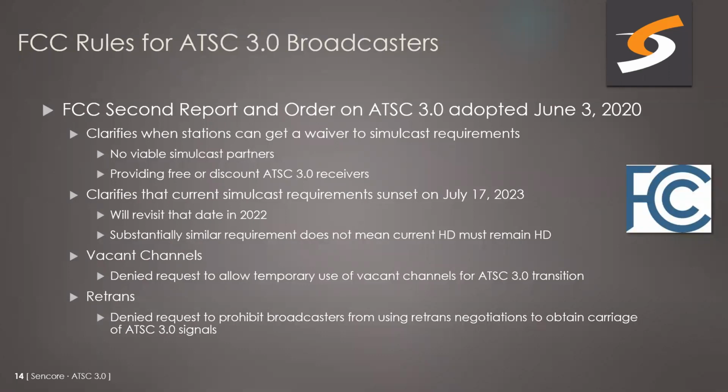So definitely some developments since our last presentation and look at this, but mostly the FCC just kept things going on the same path they were going on before, and added some clarification for a number of things there.